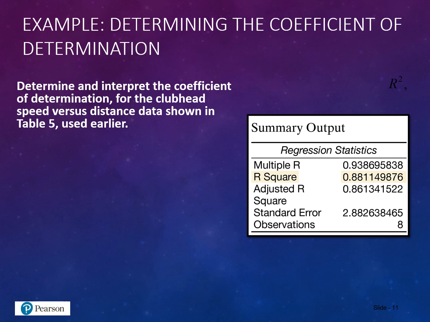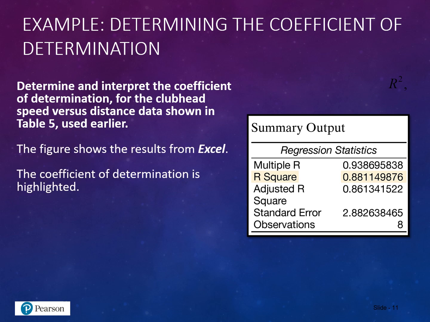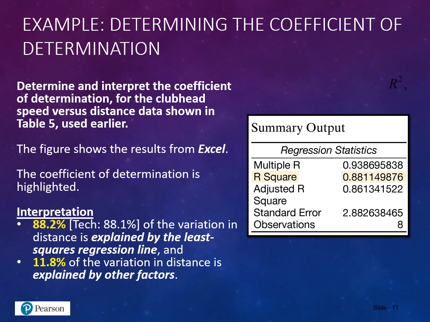Determine and interpret the coefficient of determination for the club head speed versus distance data shown in Table 5 that we used earlier. The figure shows the results from Excel, and the coefficient of determination is highlighted. Again, that table is in your StatCrunch, so you could also use StatCrunch for that. Now, what does this mean if the coefficient of determination is 0.88?